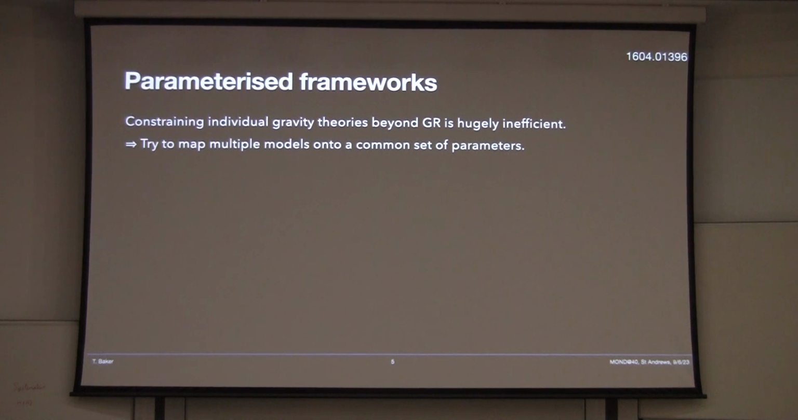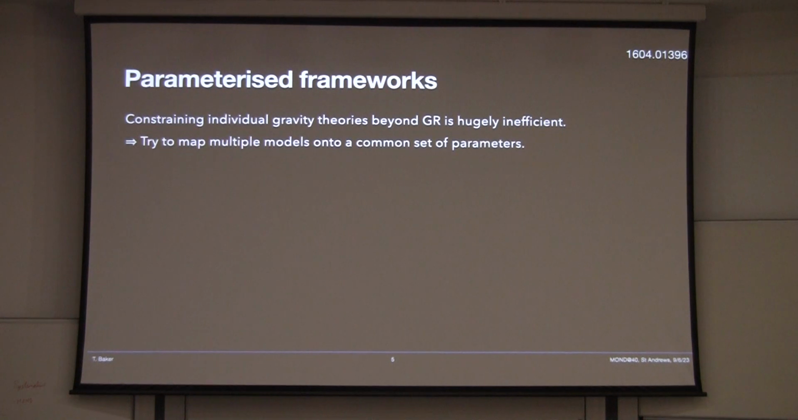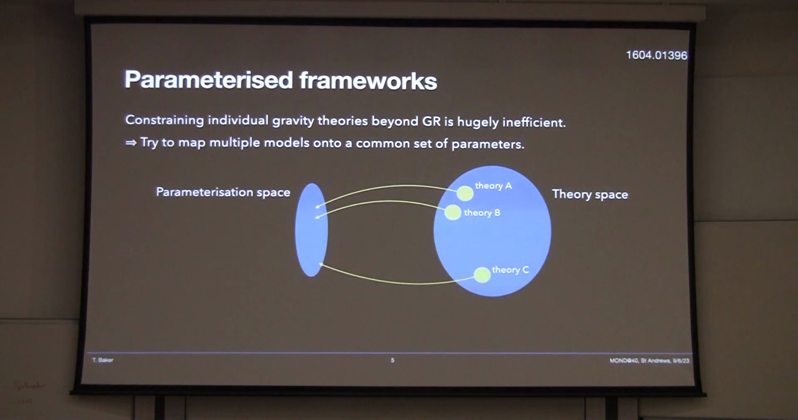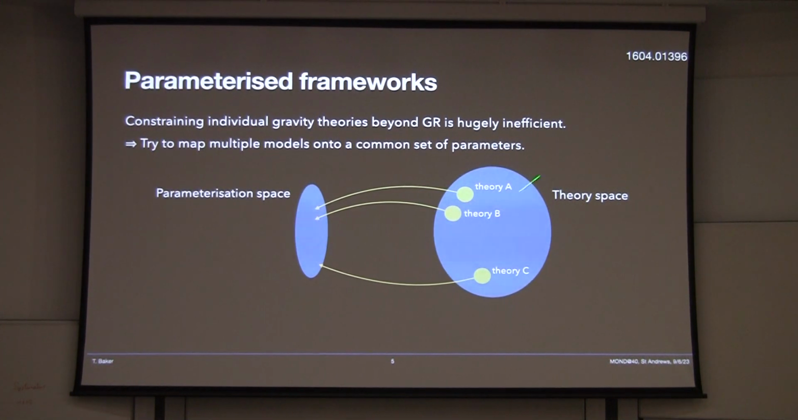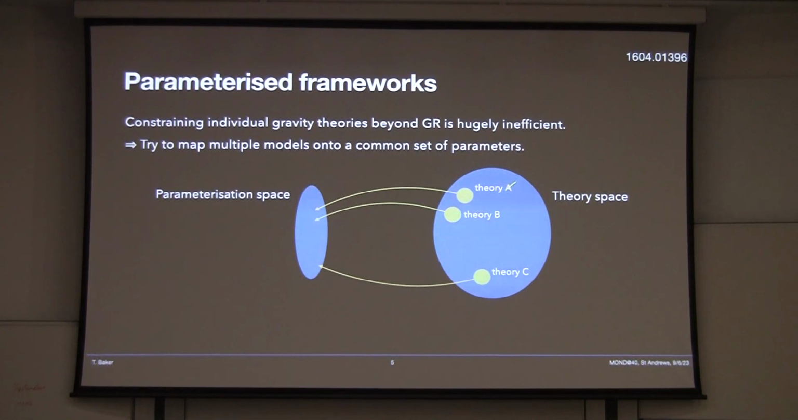And of course, we have an example of this in the parameterized post-Newtonian formalism, PPN. And what we would really like is something akin to that, but that can be applied to cosmology. Okay, so here's the idea. Visually, you have your large theory space. It's got theories you know about and you've worked out and published on arXiv, but it's probably also got patches you haven't even thought about yet.